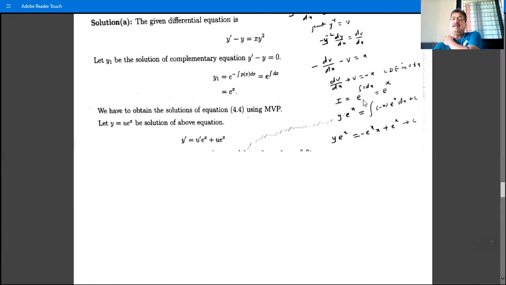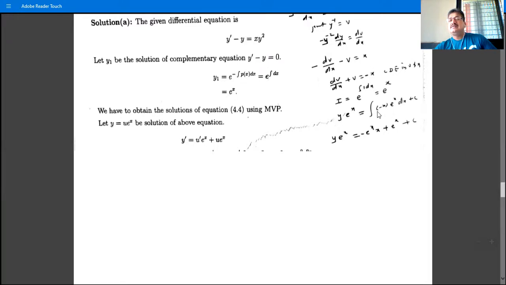So the integrating factor is e raised to the integral of P dx. P is 1, so the integration is x. And the general solution of the given differential equation is what? Write V·I, not Y·I, so here the step is wrong. V·I, the general formula, means V e raised to x is equal to the integration of Q.